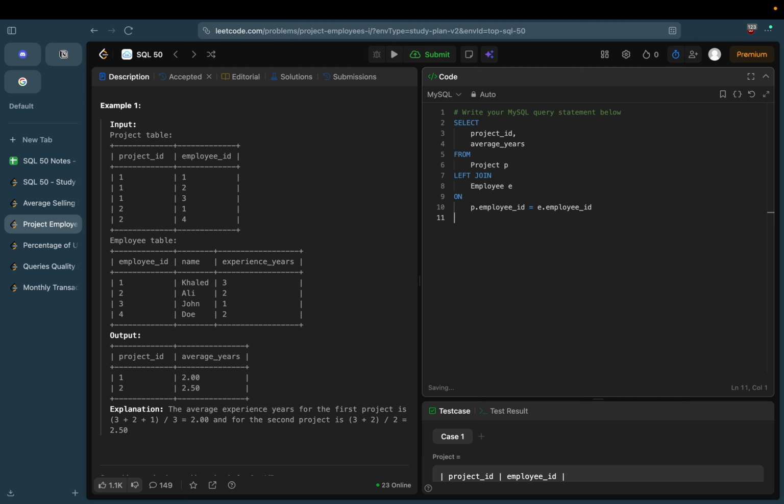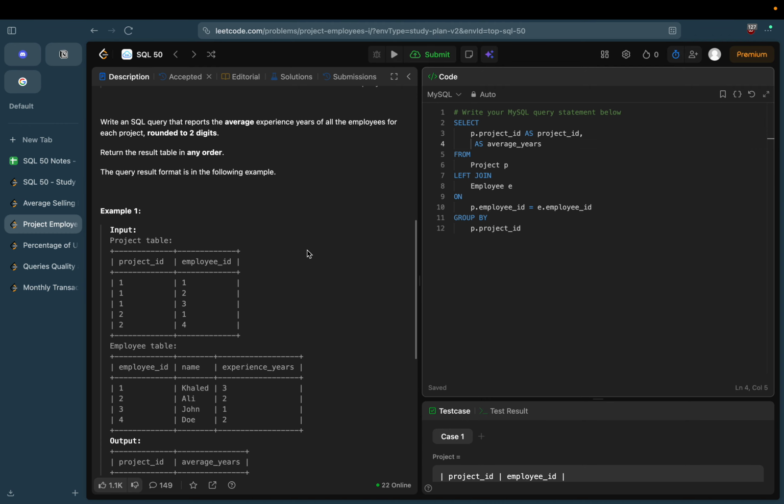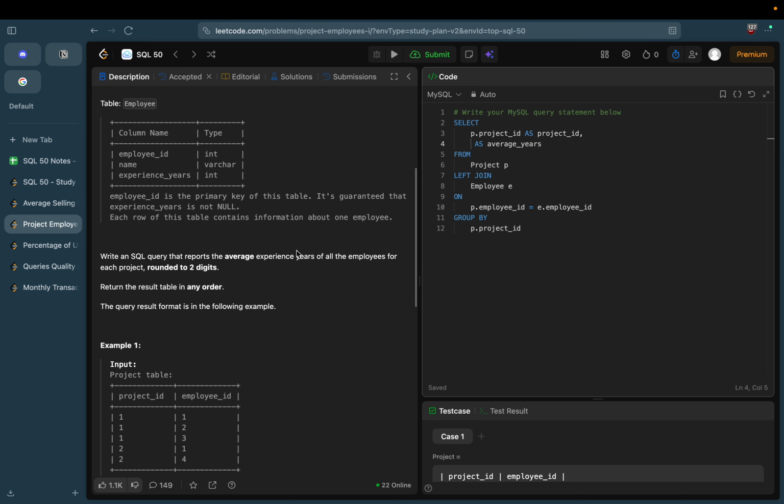That's the joining condition, and we need to group the results by project ID. I'll also alias it over here. Alright, now let's move to calculation of this average years. Giving this an alias and doing the calculation. I don't think we'll need a coalesce because we have been assured that here the experience years is not nil.